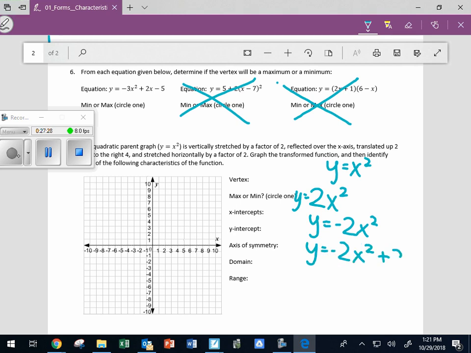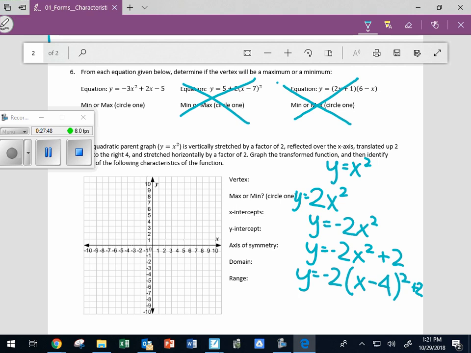All right, our next one, we're going to the right 4. That one's with the x, right? Is it going to be positive or negative? So we have y equals negative 2 in parentheses x minus 4 squared plus 2.